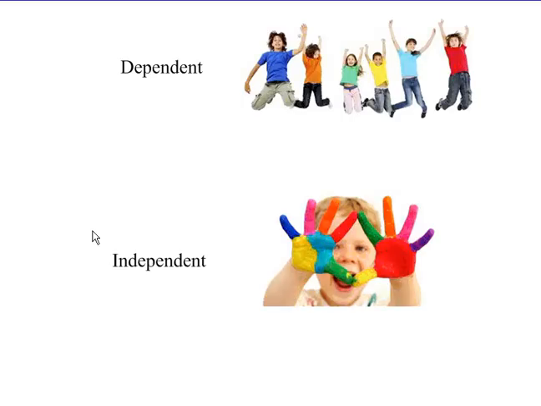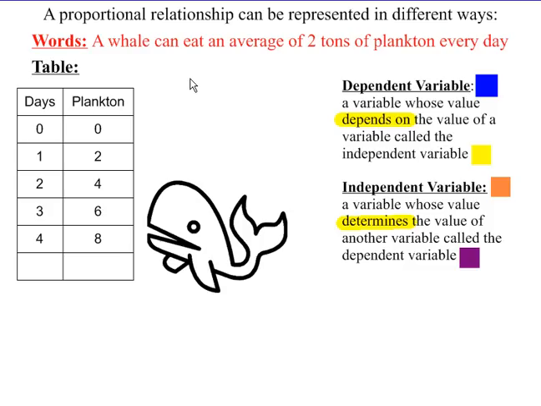Now, I need to talk about dependent and independent before we continue talking about what this looks like with an equation. Now, if we think about independent, independent is something that is not relying on anything. It is going to be a certain set of numbers or behavior that we're going to notice is independent. Now, dependent means that its value will depend on the value of something else. It's going to depend on what's happening somewhere else that will give it its value. So if we think about it this way, a dependent variable is a variable whose value depends on the value of a variable called the independent variable.